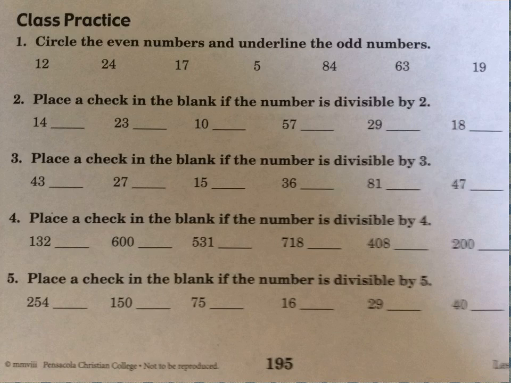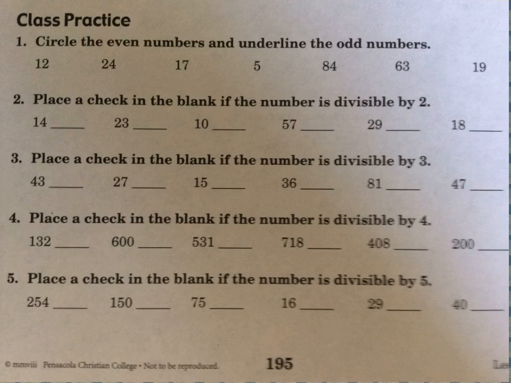75 is divisible by 5. 16 is not divisible by 5. 29 is not divisible by 5. And 40 is divisible by 5. Just testing you. Just testing you.